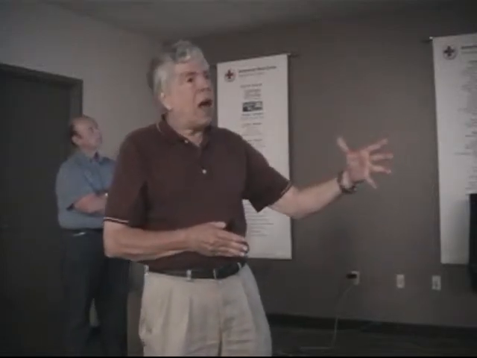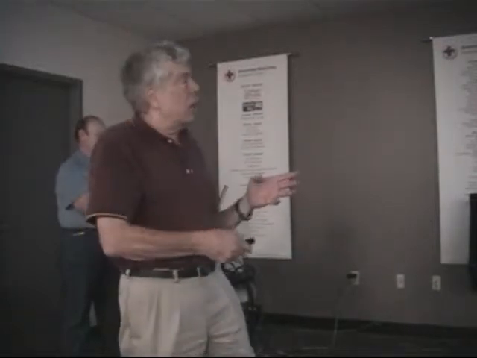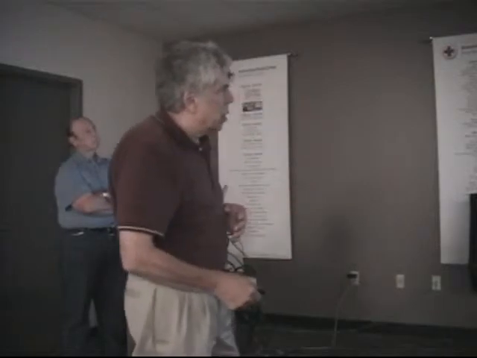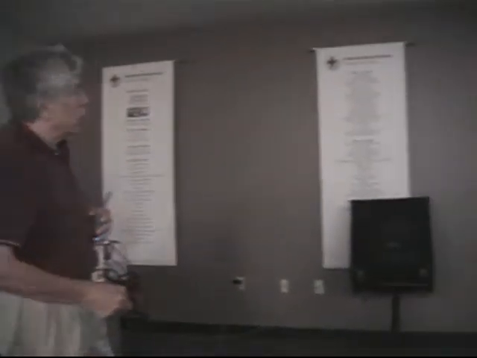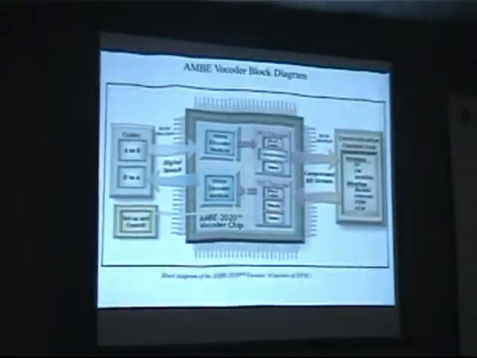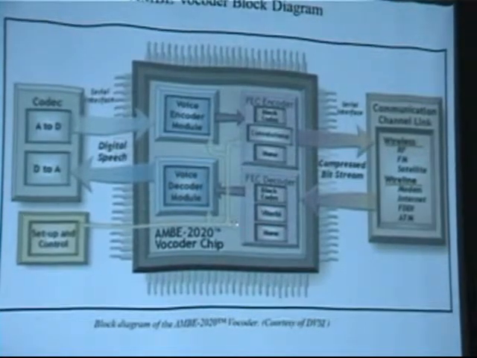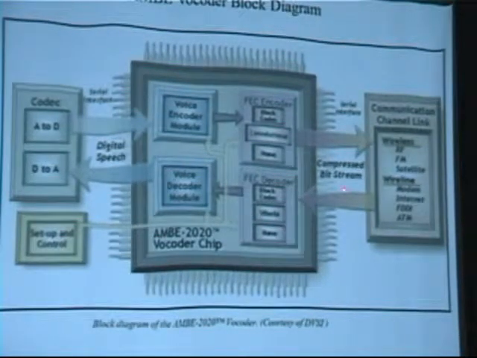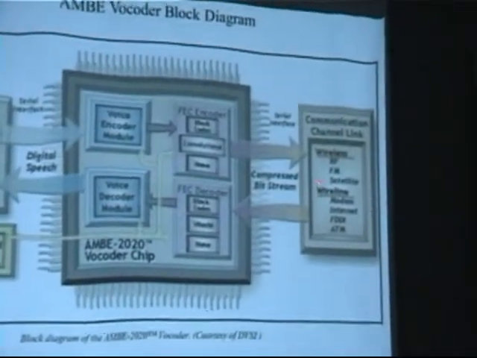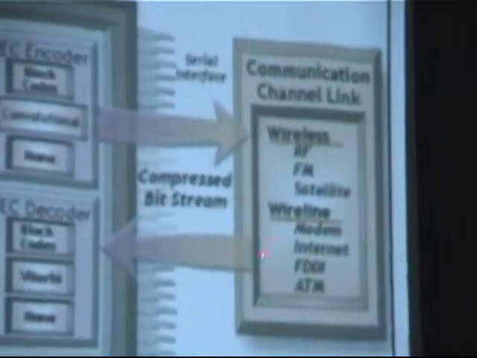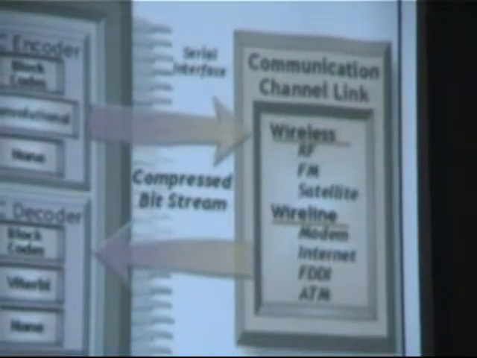So if we have a channel that can support 9600 bits per second, out of that we may allocate 2400 or 3600 for voice, and then maybe 1200 for error correction. And a point of interest here is that this vocoder chip, the one that ICOM used for the D-Star, has this error correction built into the chip. And it's a generic kind of chip. So you can see here that they say that this can be used with RF, FM, satellites, and so on. So it's a kind of a generic error correction.